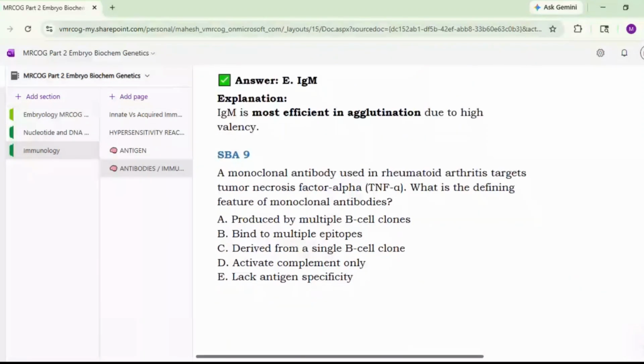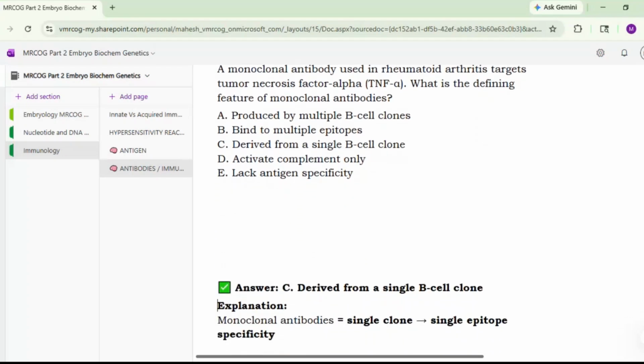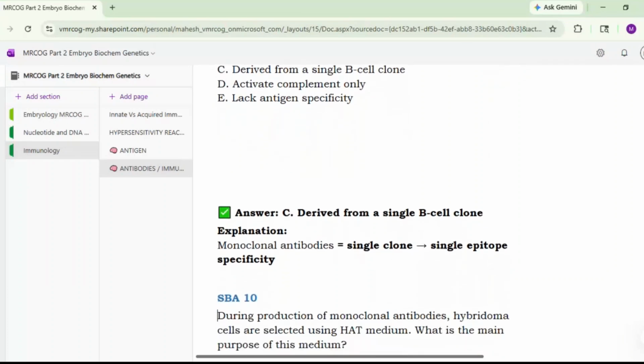Next. A monoclonal antibody used in rheumatoid arthritis targets tumor necrosis factor alpha. What is the defining feature of monoclonal antibodies? Produced by multiple B cell clones, binds to multiple epitopes, derived from a single B cell clone, activates complement only, lacks antigen specificity. Sir, option C, derived from a single B cell clone. Yes. So monoclonal antibodies come from a single clone with single epitope specificity.